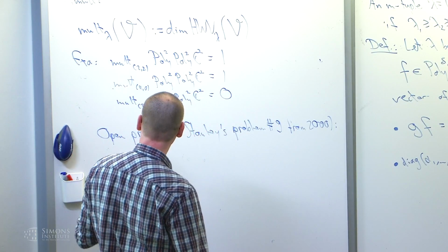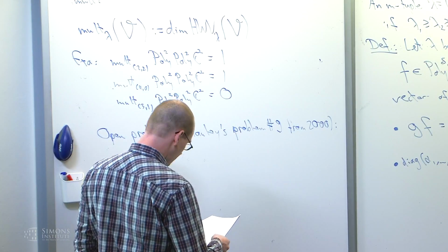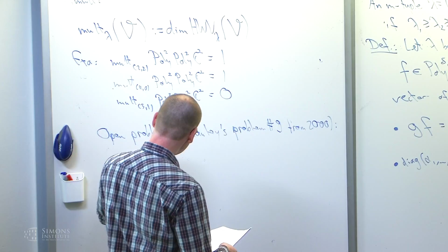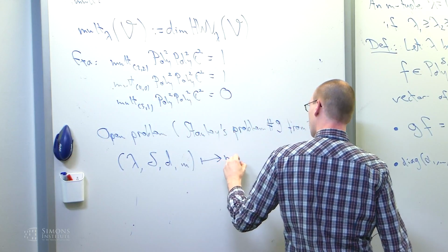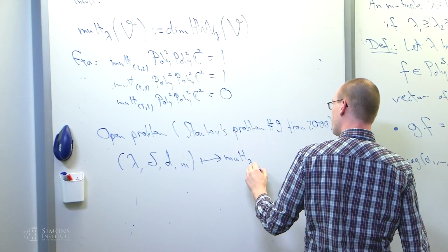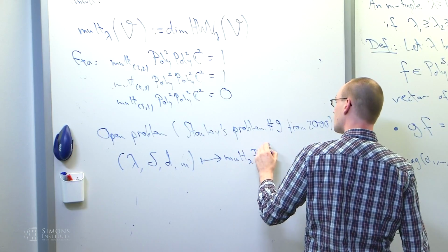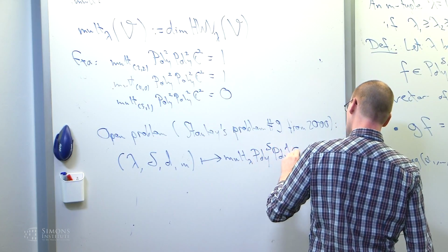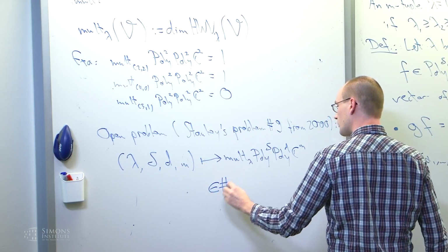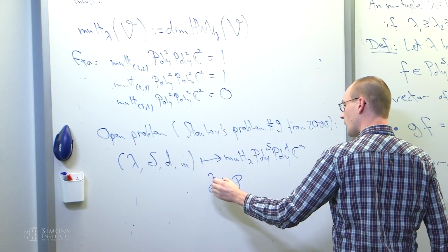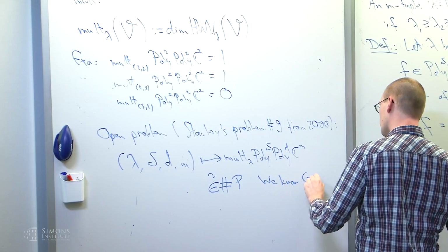In other words, you have a map: you're given some lambda, some delta, some d, and some m, and you map it to this multiplicity here. Is this map in sharp P? That's the question. That's not how he phrases it, but that's the question. So what does it count? And we know that it's in gap P, but that's not enough for combinatorics people.